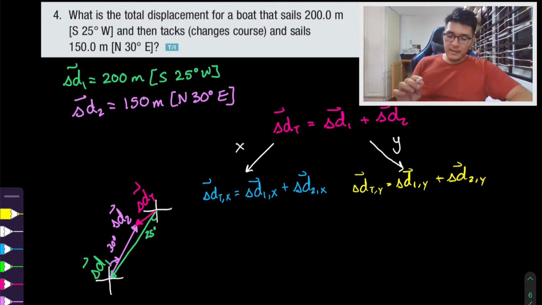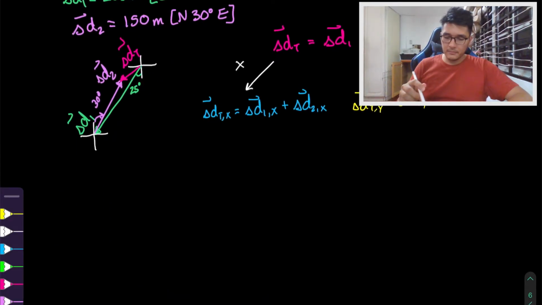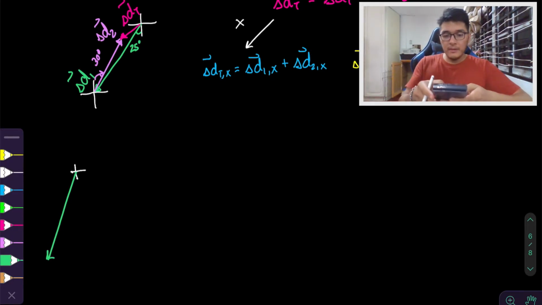So in this case, we're going to redraw our vectors again, and this time we want to make sure that we locate the angle that is closest to the x-axis for them. So the first one, it was 25 degrees closest to the y-axis. So that means we have to find 90 minus 25, which is 65 degrees.